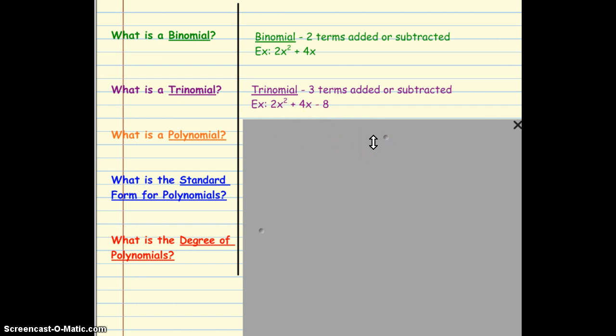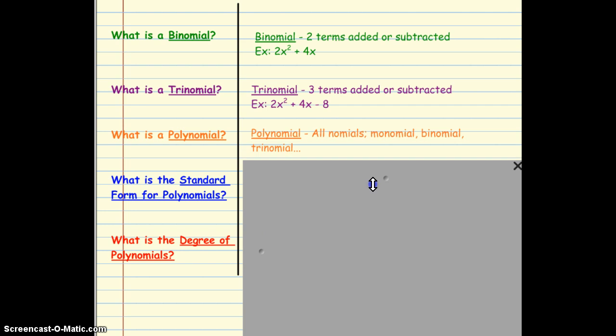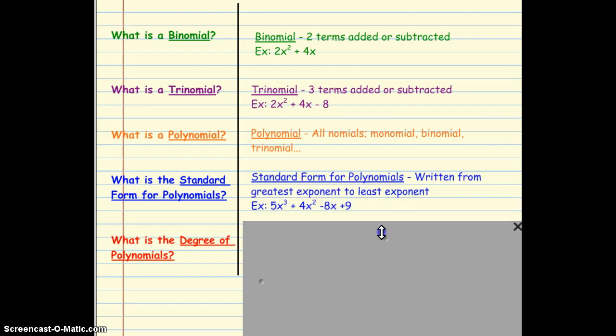And then a polynomial. Well, poly means many, so polynomials are all the nomials. A monomial, a binomial, a trinomial, a quadnomial, and it just keeps going on and on. Alright, the two things we're going to be doing today: what is the standard form for a polynomial? Well, standard form for a polynomial is written from the greatest exponent to the least exponent.